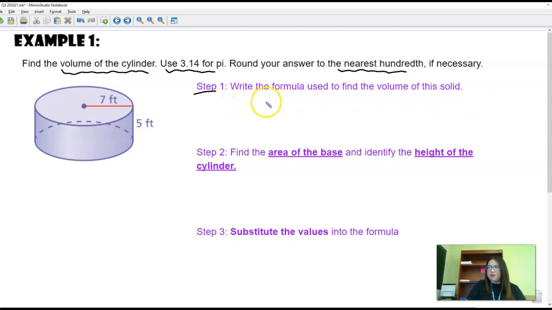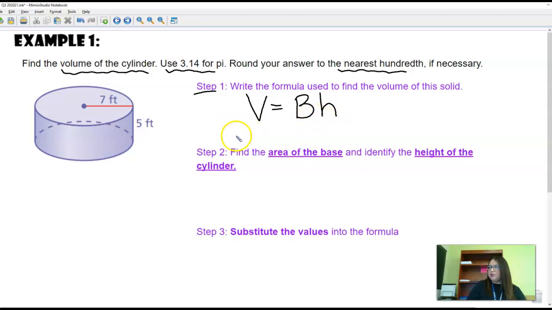What did we say the formula was for volume of this solid? Volume equals capital B times H. Now wait a minute, what does capital B stand for? That stands for area of the base. What does H stand for? That stands for height of the cylinder.